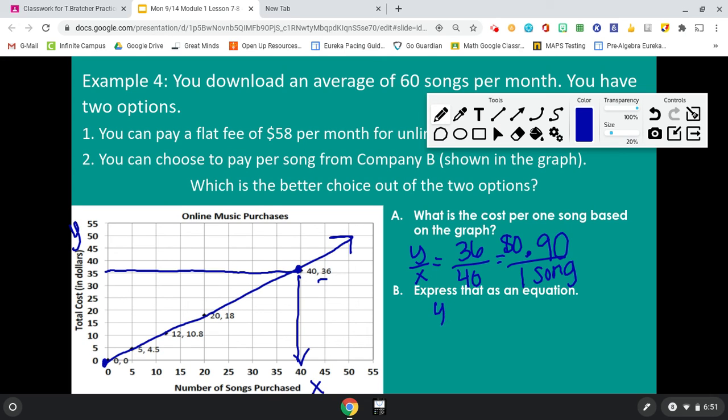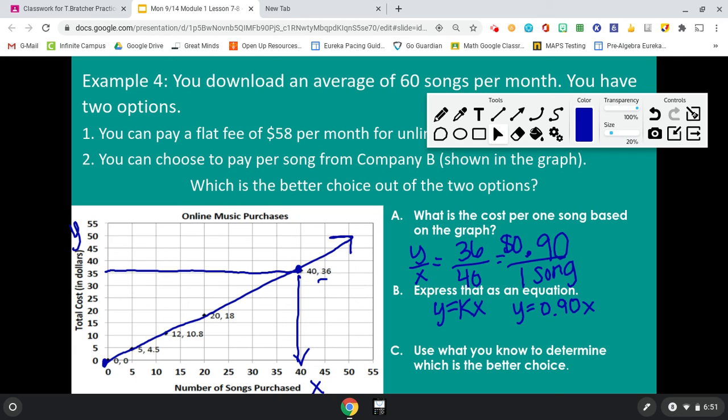Okay, part B, it says express that as an equation. Last week, we talked about the y equals kx equation. So we're just going to plug in the 0.90 for that k value. Not doing anything with the equation, but you still need to remember how to write it.